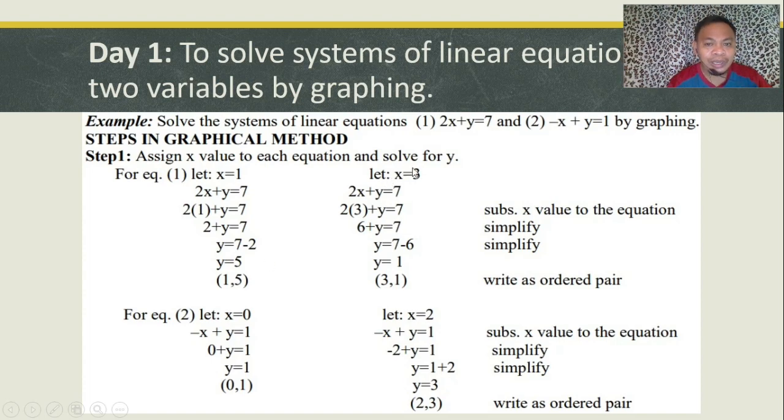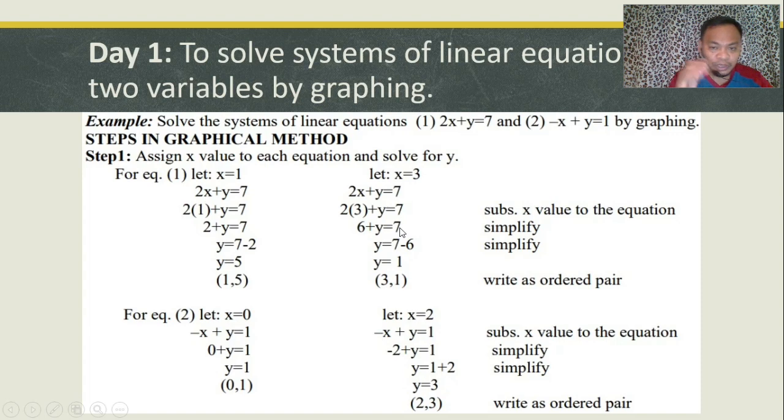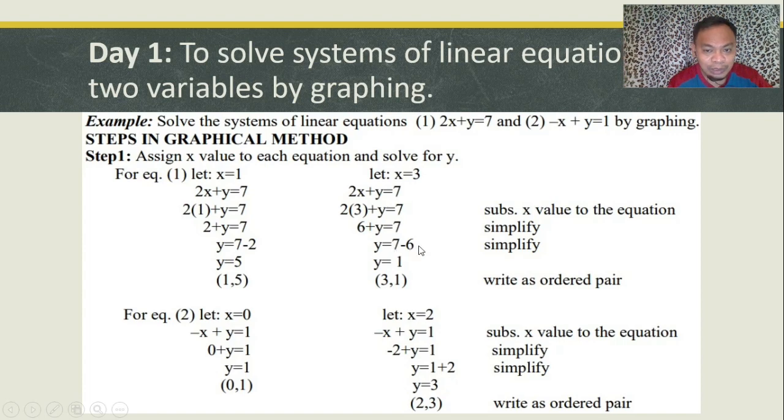Okay, so, we will let x is equal to 3 para makuha natin si y. For our first equation, 2x plus y is equal to 7, our x is equal to 3. So, nagiging 2 times 3 plus y is equal to 7. So, 2 times 3 is 6, plus y is equal to 7. Then, using again the property of equality, we will add both sides by negative 6. Para makancel out si positive 6 dito sa left side, magiging y is equal to 7 minus 6. Then, 7 minus 6 is 1. So, therefore, y is equal to 1.